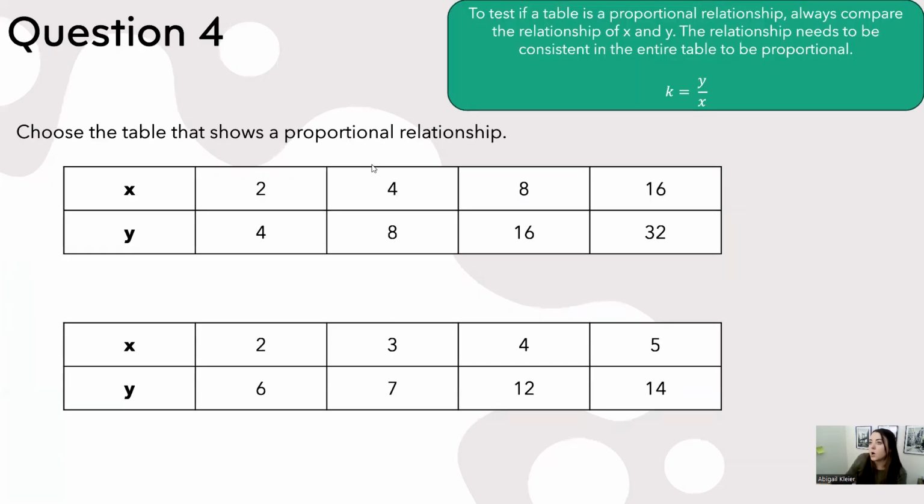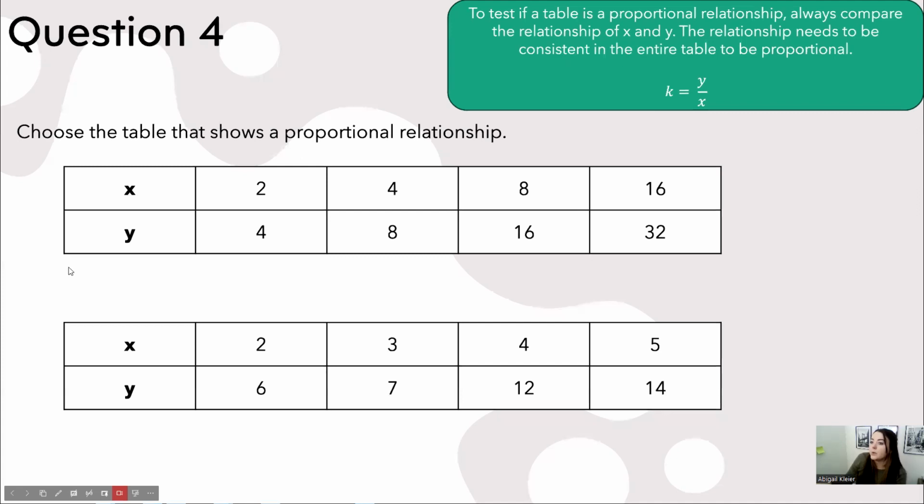Next, we have question number 4, and question number 4 asks us to choose the table that shows the proportional relationship. And we do have a little reminder at the top that we can use k equals y divided by x in order to find if a table is proportional or not. So what we're going to do is view all of these as little division problems. We're going to set up all of these, and what we're looking for in a proportional relationship is consistency.